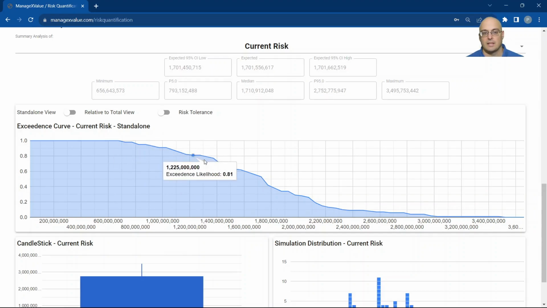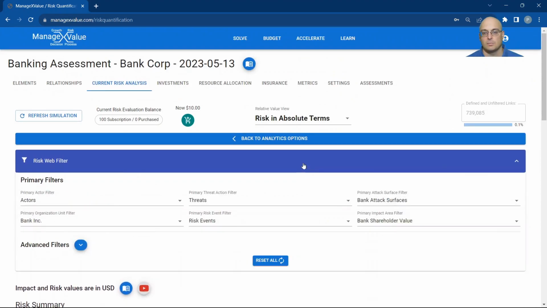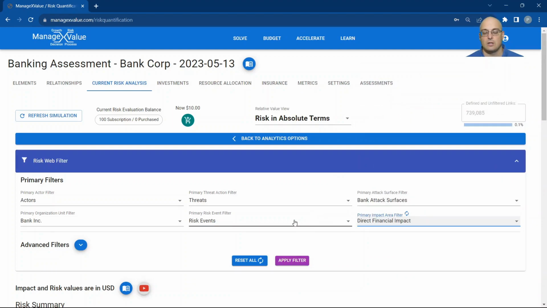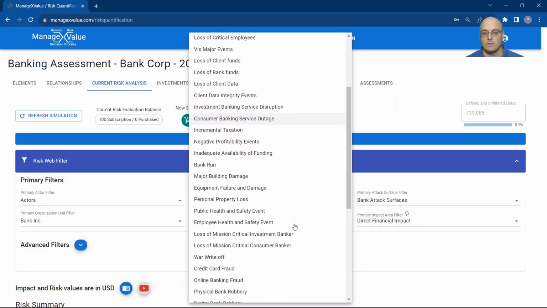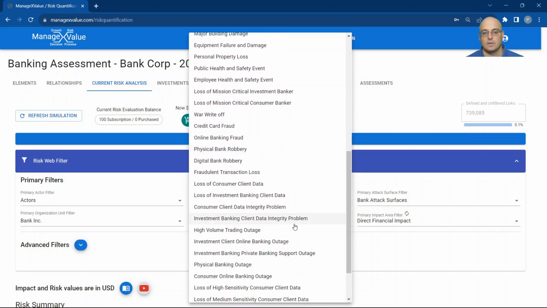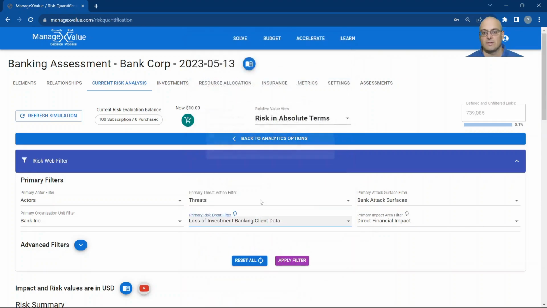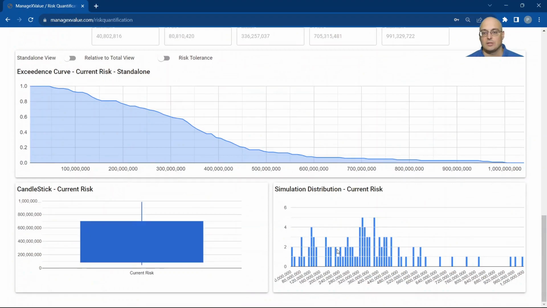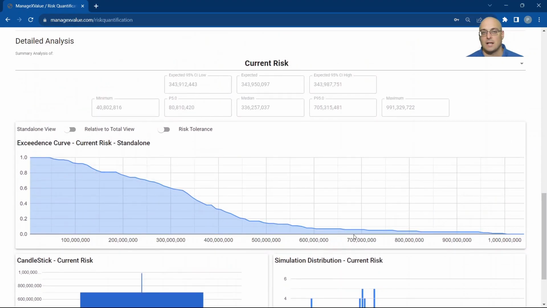For example, looking at the loss exceedance curve for the overall business. However, given the graph model behind it, it is also possible for our clients to slice and dice the information in any way. So they can focus on the direct financial impact of all the risk events, or if they want to, they can drill down into very specific risk events, such as the loss of investment banking client data. If we apply the filter, now the loss exceedance curve really just reflects the risk profile of the specific risk event and the specific impact areas we defined.